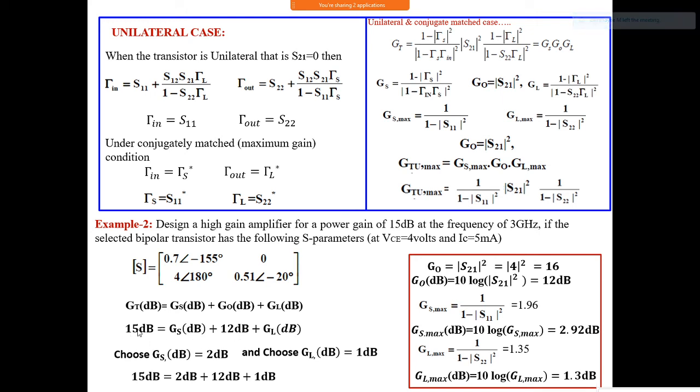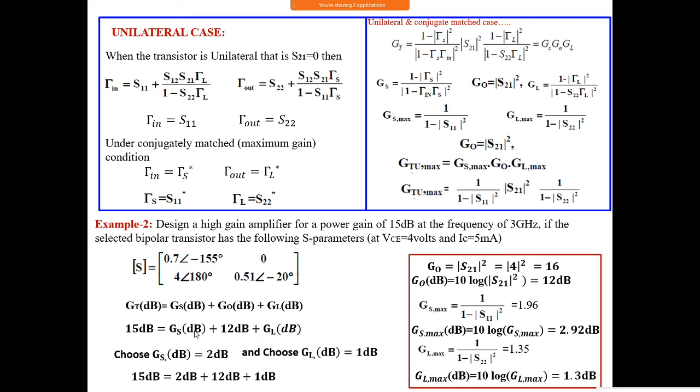So I want 15 dB. Already you are getting 12 dB here. So what we can do, GL and GS you should choose. What should be the value of GL? Can we take it as 2 dB? We cannot take GL as 2 dB because the maximum we can get is 1.3. So you can take it as 1 dB only. So 12 plus 1 is 13 dB.